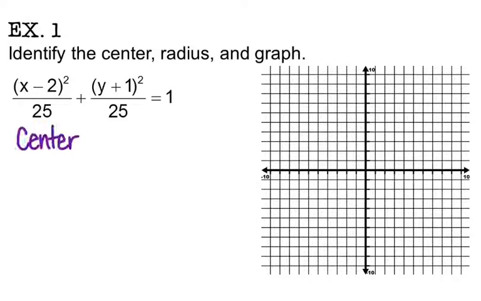So first, for the center, we're going to pull out the h and k from the parentheses. So our center is going to be located at 2, negative 1. So go ahead and plot your point 2, negative 1 on your graph.